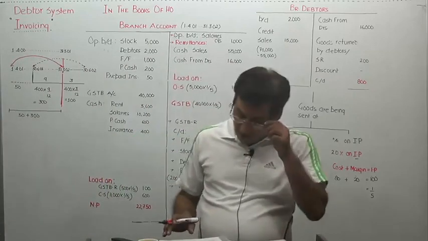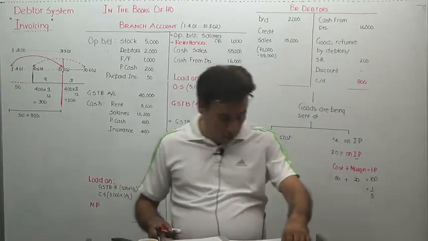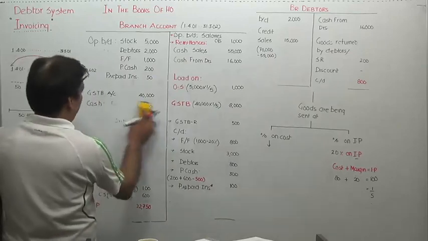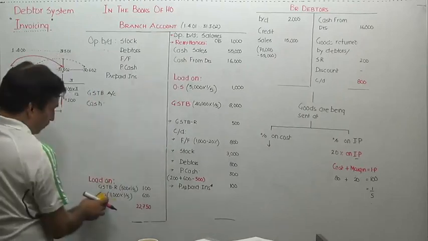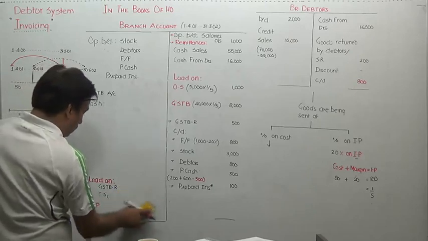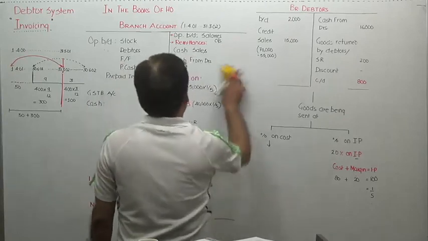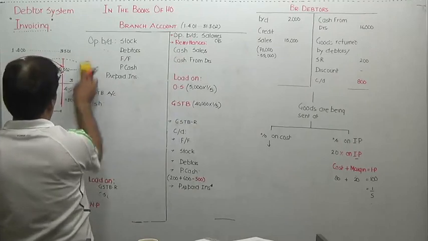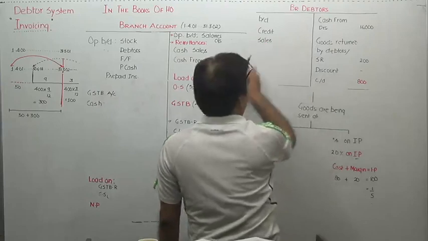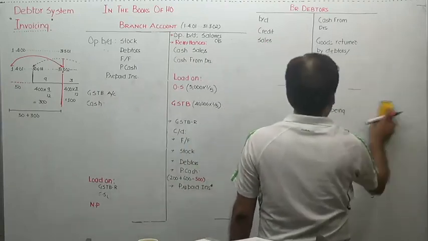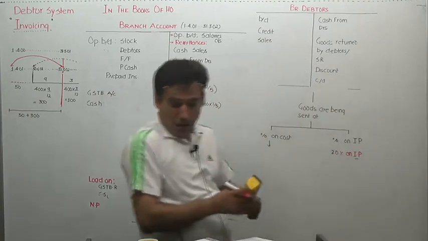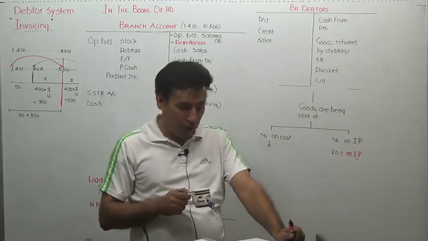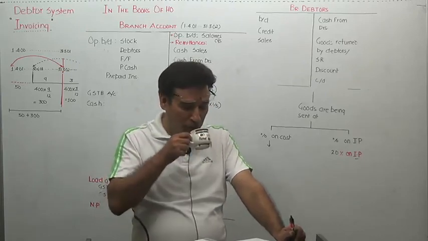So after having a look over it, now you should be in a position to do question number 21. Now we are picking up question number 21 quickly just to make it more clear. Question number 21 is not a very tough one, and you can easily manage it by yourself. So XM company has a branch at Delhi, goods are invoiced from head office, and the rate this time is given on cost plus 33 1/3%.